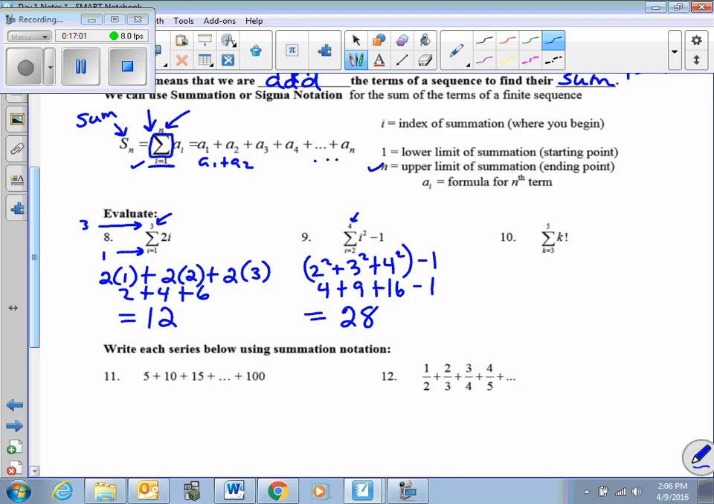And finally, oh, anybody remember this? Hopefully. I don't know if we've done factorials this year. I can't remember, but maybe you've done it before. This exclamation point means factorial.